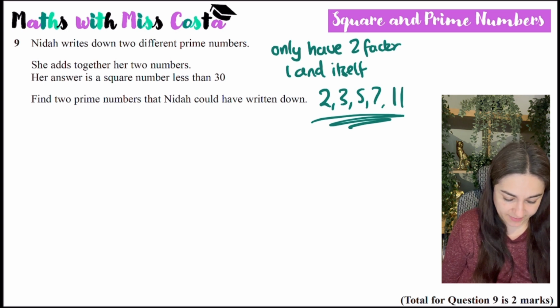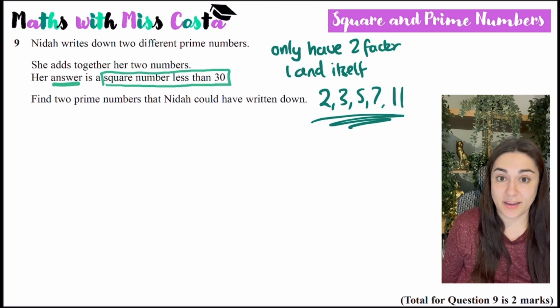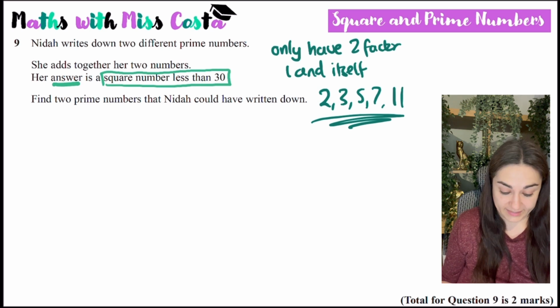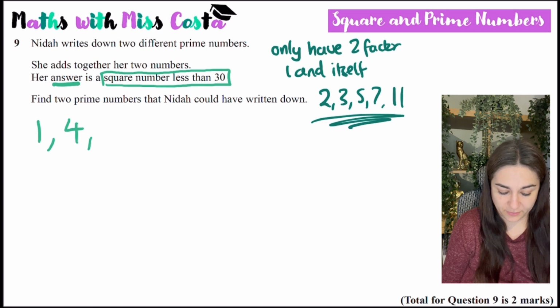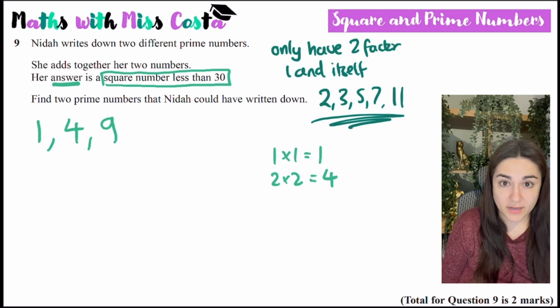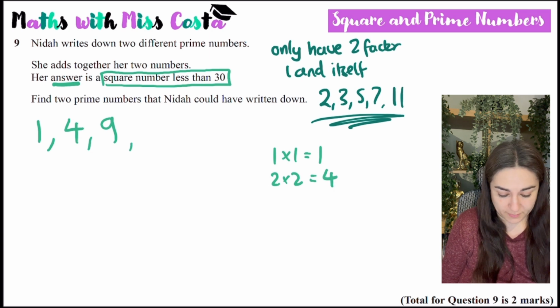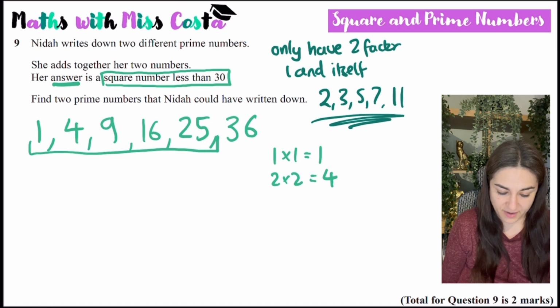So she adds together her 2 numbers, and her answer is a square number less than 30. So what I can do is think about the square numbers that are less than 30. So 1 times 1 is 1, 2 times 2 is 4, 3 times 3 is 9, because remember, a square number is a number times by itself. That's literally the definition of a square number. So 4 times 4 then is 16, 5 times 5 is 25, 6 times 6 is 36. So the only square numbers under 30 are 1, 4, 9, 16 and 25.